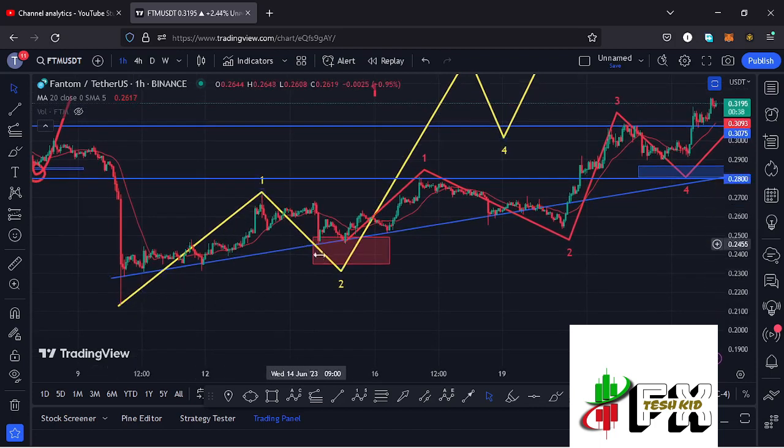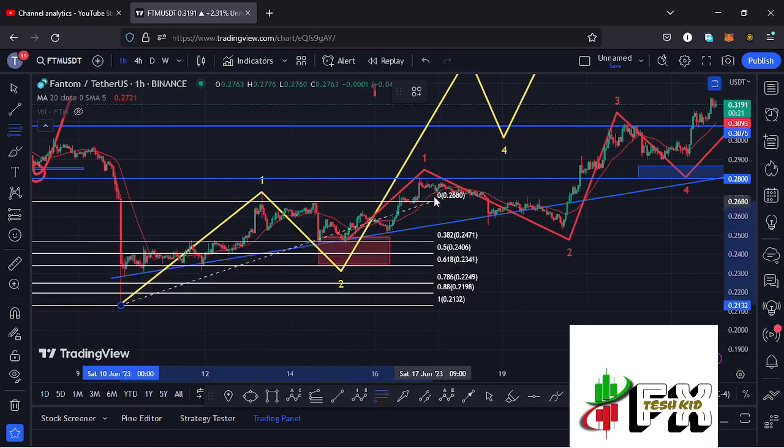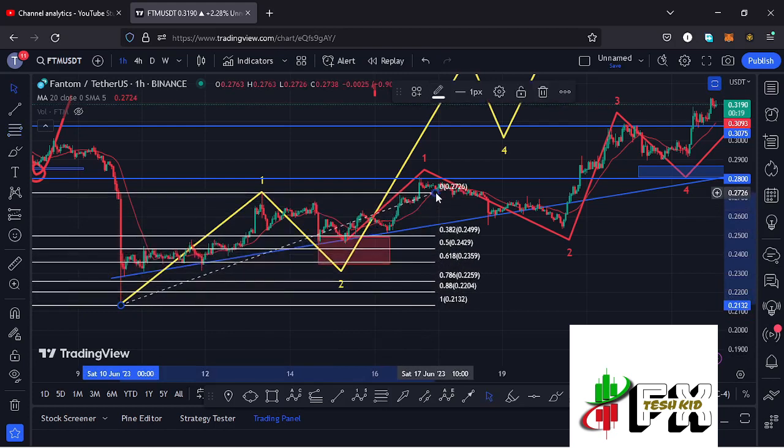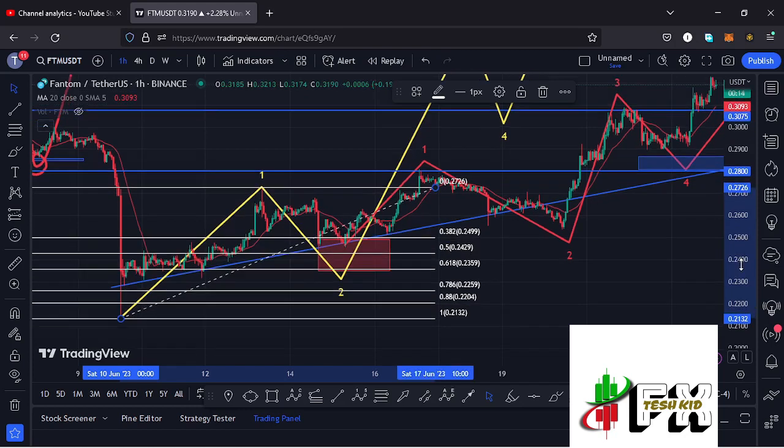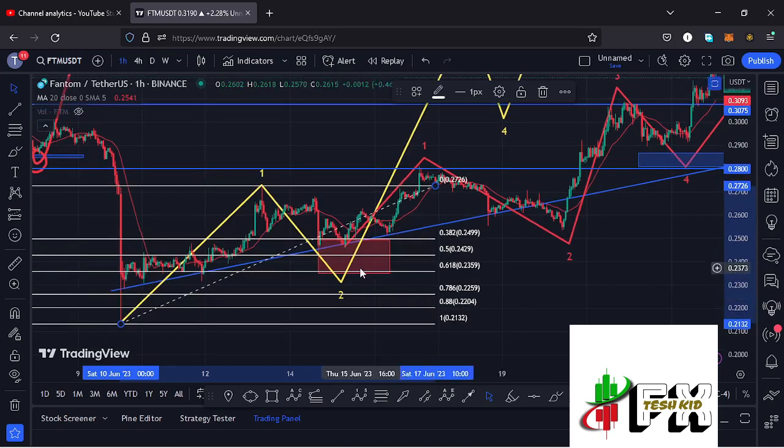Then we saw a corrective structure in the formation of this wave 2 in a move that managed to get into the minimum retracement area highlighted here on the charts using this red target area that I came up with by connecting the fibs from the low of the first wave to the high of that wave 1, giving me a minimum target area between the fib level 0.382 and the fib level 0.618.